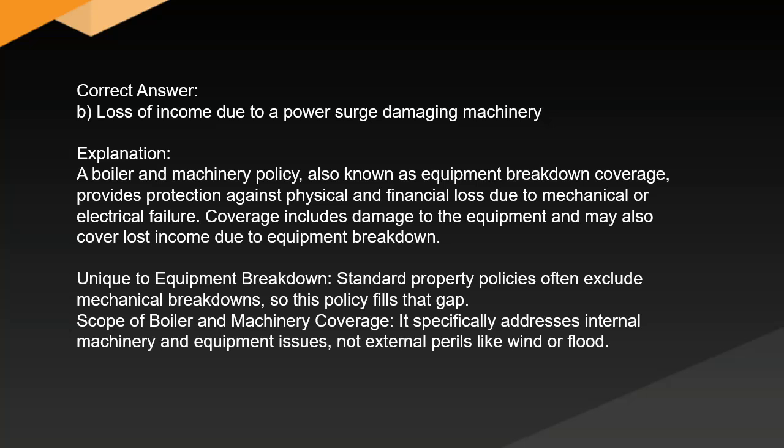Explanation. A boiler and machinery policy, also known as equipment breakdown coverage, provides protection against physical and financial loss due to mechanical or electrical failure. Coverage includes damage to the equipment and may also cover lost income due to equipment breakdown. Unique to equipment breakdown. Standard property policies often exclude mechanical breakdowns, so this policy fills that gap. Scope of boiler and machinery coverage. It specifically addresses internal machinery and equipment issues, not external perils like wind or flood.